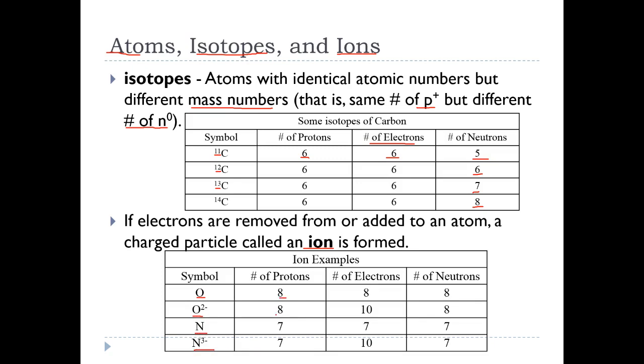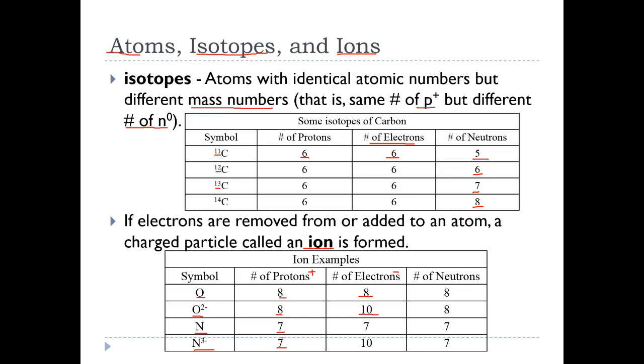In both cases, the number of protons stays the same, because remember, if you change the number of protons, you're going to change what element you have. So we're only focusing on the number of electrons. In this case, the neutral oxygen has 8 electrons, the same as the number of protons, so 8 positives and 8 negatives cancel each other out. But this oxygen ion has 2 more electrons than protons. And since electrons are negative and protons are positive, you end up with a 2 negative charge.